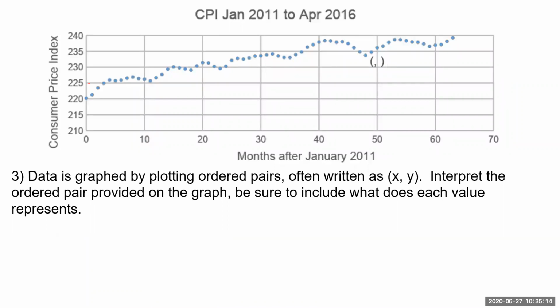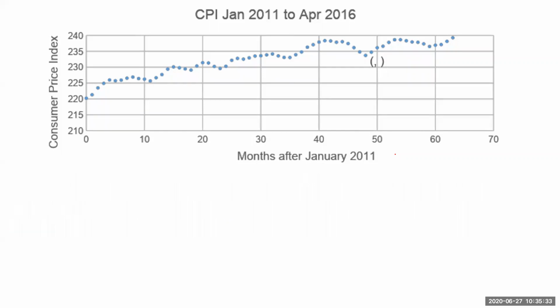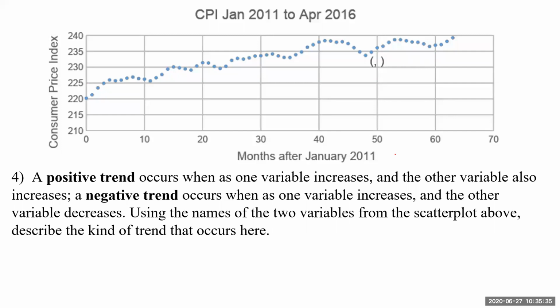Now, data is graphed by ordered pairs. And by ordered pairs, these are coordinates like I generated at the early part of this video, okay? And those are x and y. So if I know my x value, I can find my corresponding y value. Is that okay? Nice. Now, a positive trend occurs when as one variable increases, the other variable also increases.